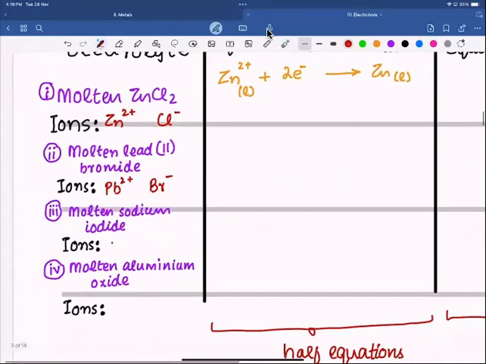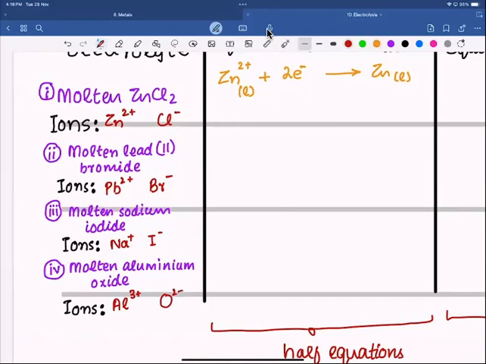Then here sodium. What is the oxidation number of sodium? 1 positive. And for iodide, 1 negative because it's in group 7. Then we have aluminium in group 3, which means 3 positive, and oxide 2 negative. Very good. Okay, it's clear to all of you.